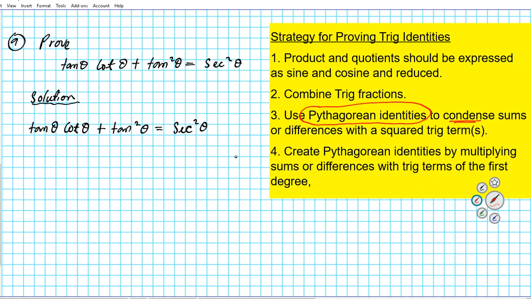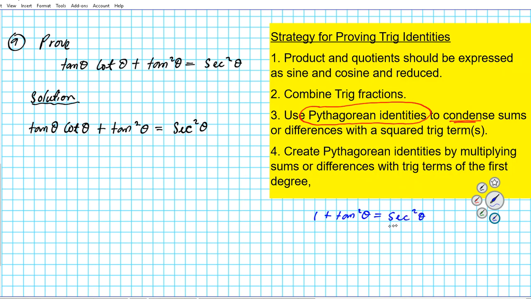Okay, so on the left side we have this plus tan squared theta. Now, in order for us to proceed, we want to ask ourselves, what Pythagorean identity, to be specific, has plus tan squared theta in it? And it is the identity 1 plus tan squared theta equals secant squared theta.